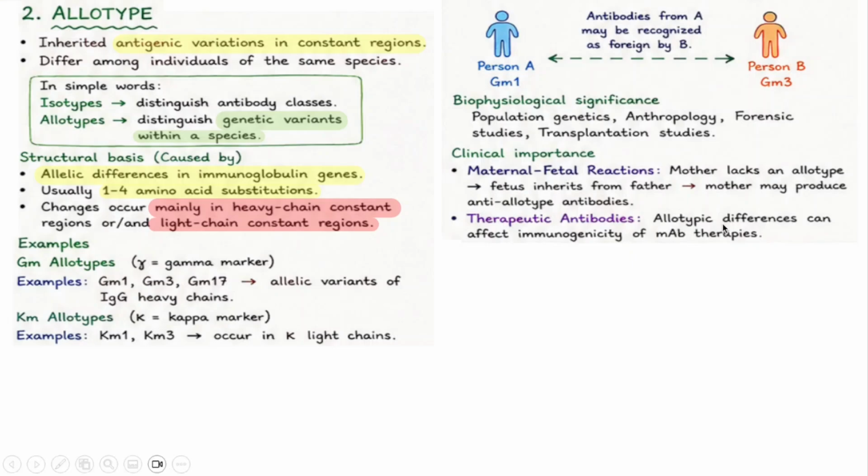And if we talk about some clinical relations, suppose a fetus is developing inside a mother's womb, and the fetus inherits a different type of allotypic sequence from the father. Now, at the 7th month, the mother's immune system may produce antibodies, or we can say anti-allotypic antibodies. In such cases, intervention may be required.